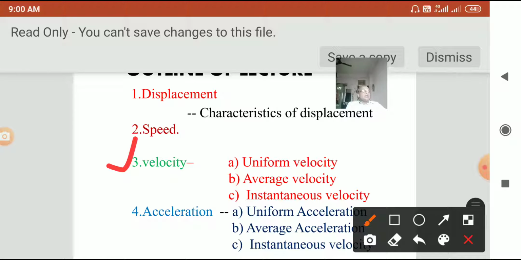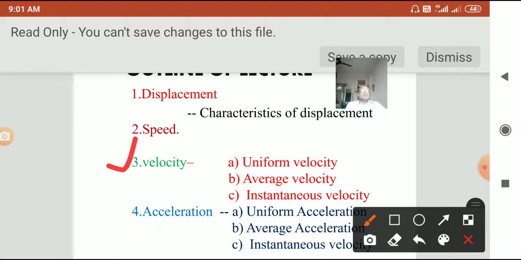So velocity is a vector quantity and it is the time rate of change of displacement of an object, and it is denoted by the symbol V bar. The bar indicates that this is a vector quantity. As displacement is a vector, the time rate of change of displacement is again a vector, and we call this velocity. The SI unit is meter per second and the CGS unit is centimeter per second, which means speed and velocity have the same unit.